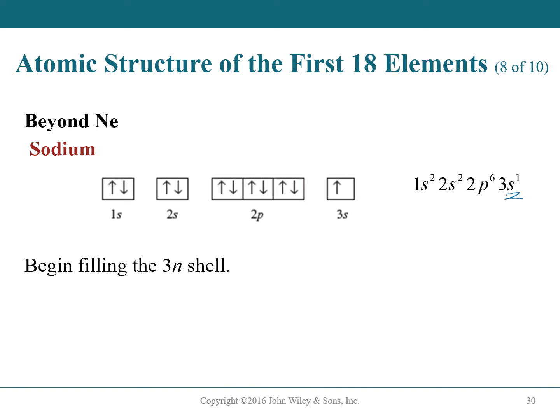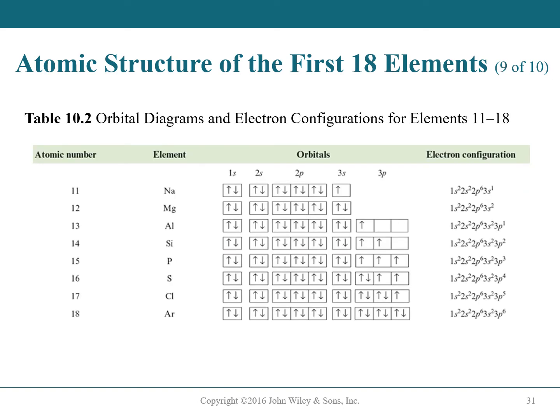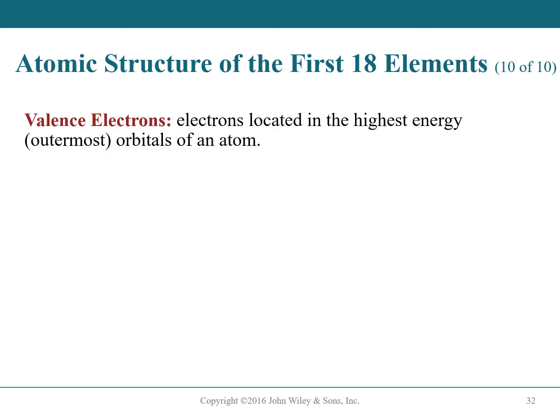And since it's in row 3, notice how we are beginning to fill in our 3n shell. Okay, so here, all of these are row 3. And notice they all end in 3. So the question is, what happens in row 4? Before we get to row 4 and practice on that, let's get a couple more terms so we can talk about what happens in row 4.